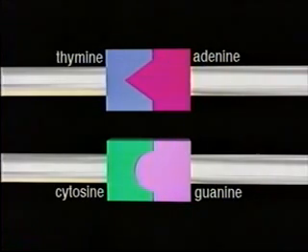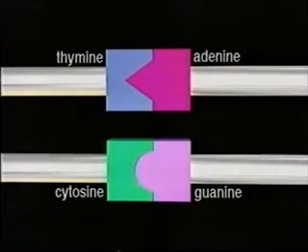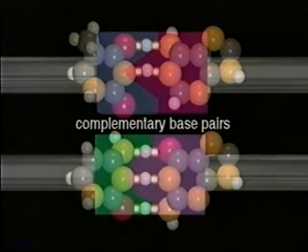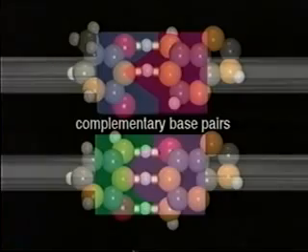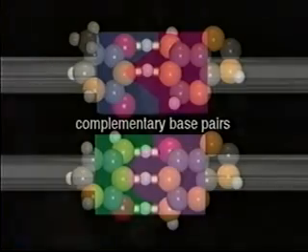In RNA, thymine is replaced by a base called uracil. Because guanine can only pair with cytosine and vice versa, these two bases are said to be complementary. Likewise, thymine and adenine are complementary base pairs.